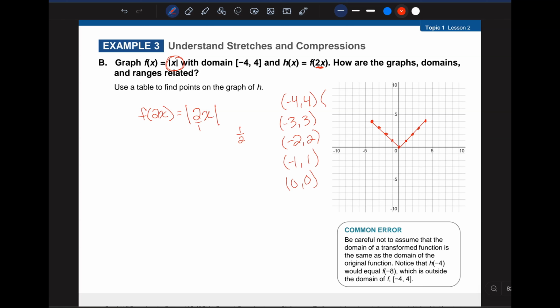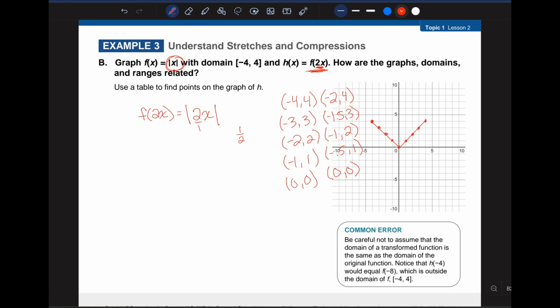So I can think of it as, what's half of negative 4? Half of negative 4 is negative 2. My y value remains the same. I did nothing to that. All I did was take the 2 times the x. Half of negative 3 is negative 1.5. Half of negative 2 is negative 1. Half of negative 1 is negative 1/2 or negative 0.5, however you want to view that. And half of 0 is just 0. Again, my y values did not change.